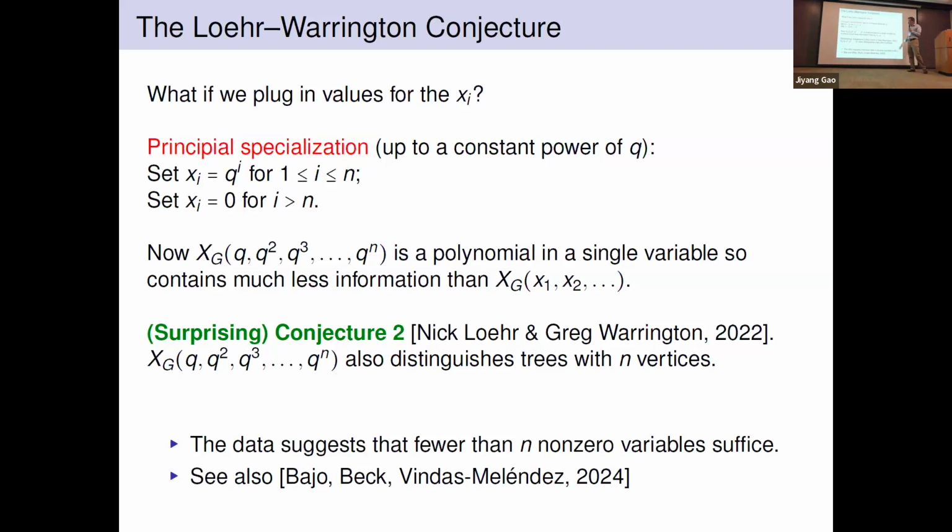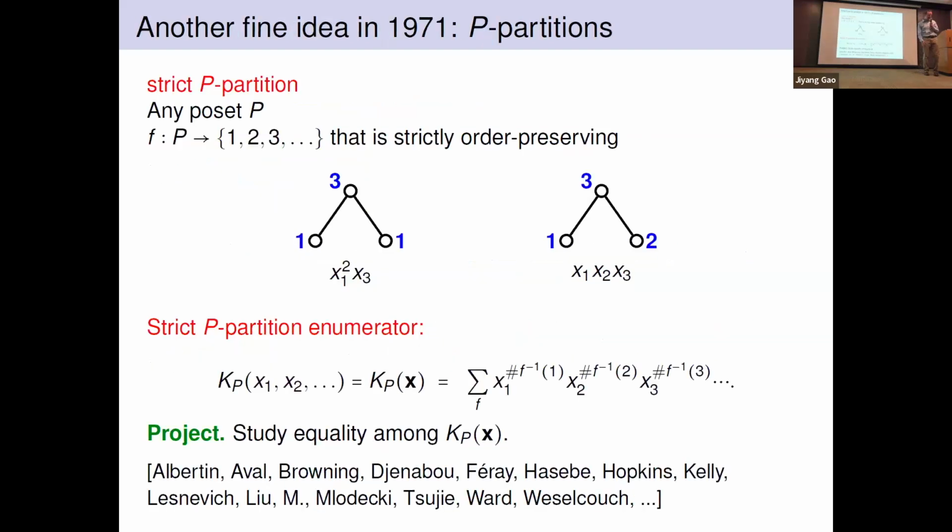Okay, so this principal specialization, a polynomial in a single variable, distinguishes trees. In fact, the data suggests that fewer than n non-zero variables are needed. If you just use q, q squared, and q cubed, that's enough to distinguish trees on 10 vertices. Okay, how many you need for a particular n is mysterious.